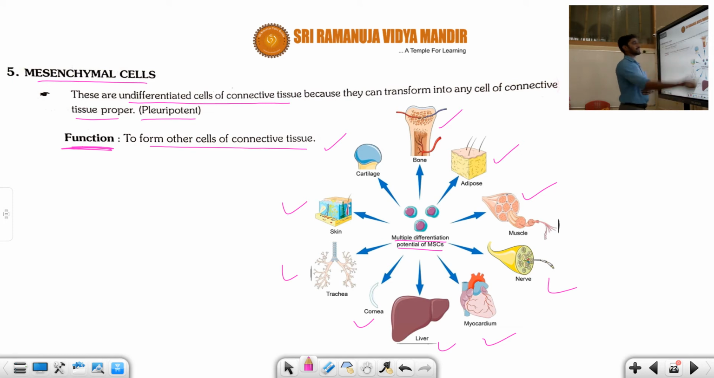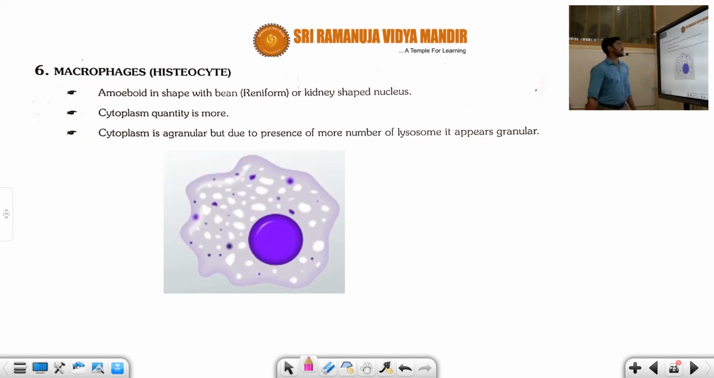This is about the different forms we can observe from the mesenchymal cells. Hope you understand this part. The next one is macrophages. Macrophages are also called histiocytes.